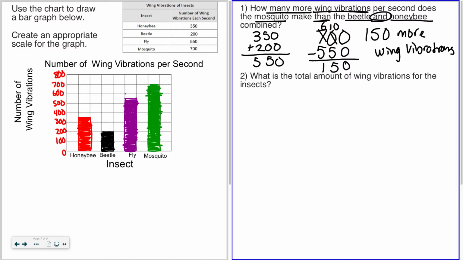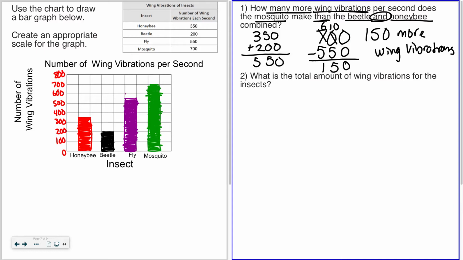This next question, what is the total amount of wing vibrations for the insects? So what would I have to do in order to figure out this answer? To find out what the total amount of wing vibrations for the insects is. So we're going to pause the video now and answer this second question. Then press play when you're ready to check your work. If you haven't already, please pause now to solve and then press play to check your work.